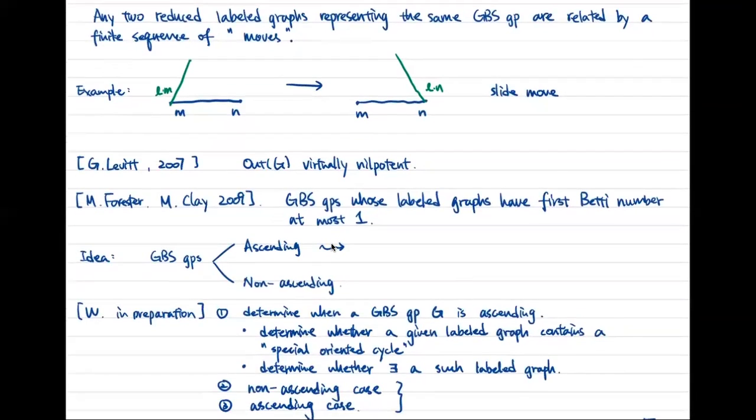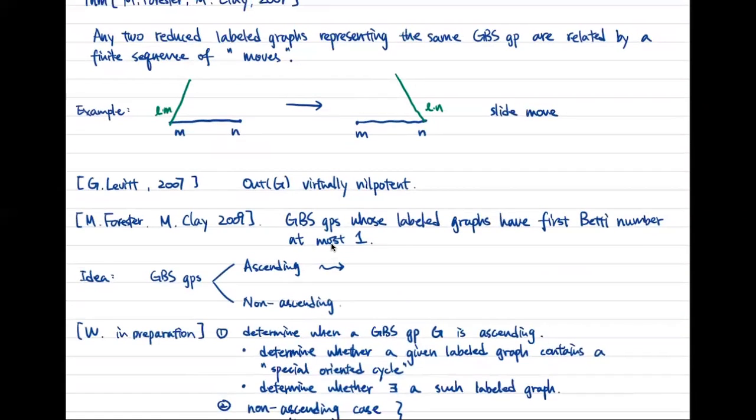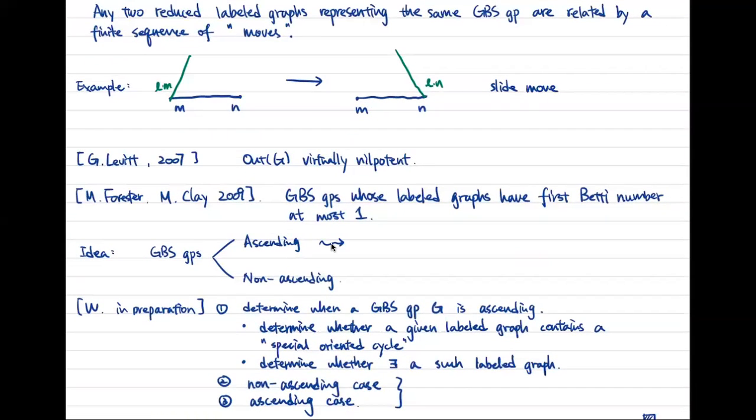And next, this is a theorem by Gilbert Levin in 2007. He solved the isomorphism problem of the GBS group, where the outer automorphism of the group is virtually nilpotent.